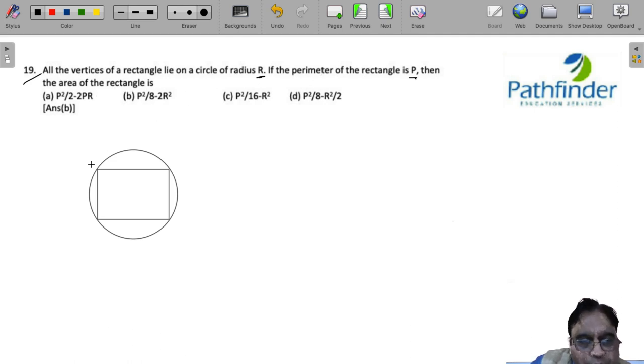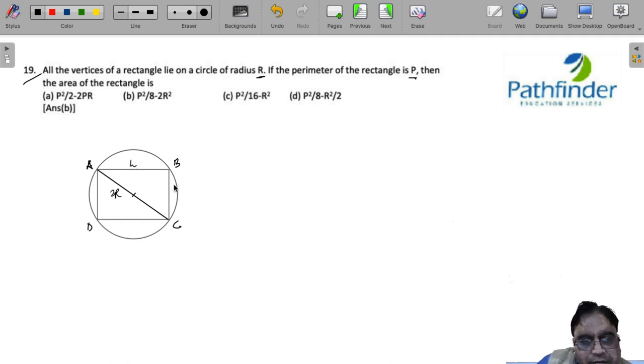Now, as you can see, this is a rectangle. All the four vertices lie on the circumference of the circle, which also means that this diagonal and the diameter of the circle must be one and the same. So, therefore, the value of AC must be 2R.